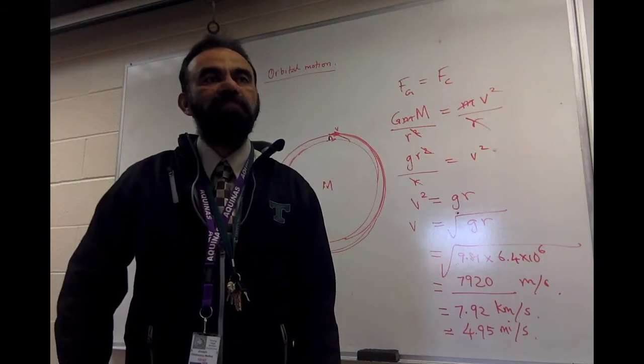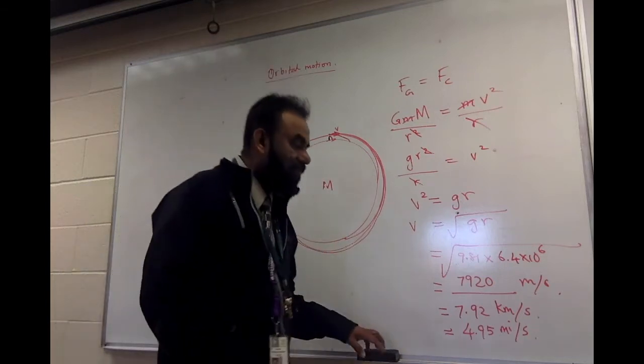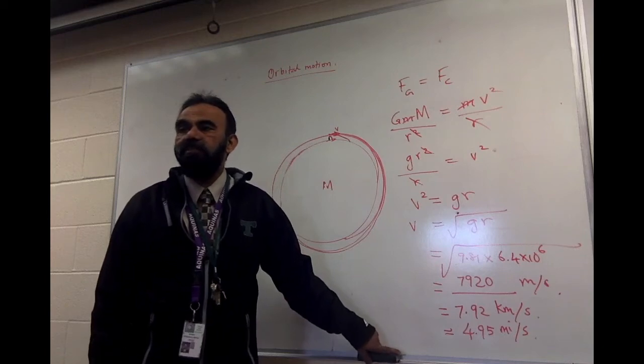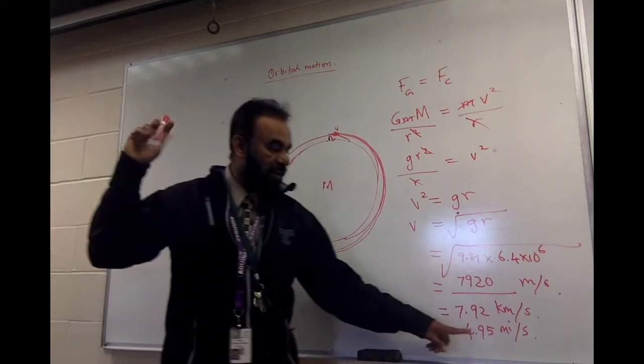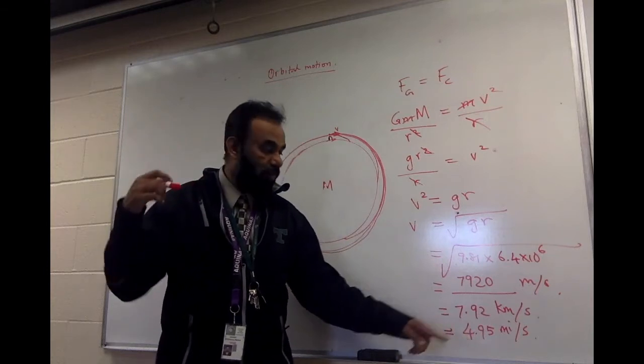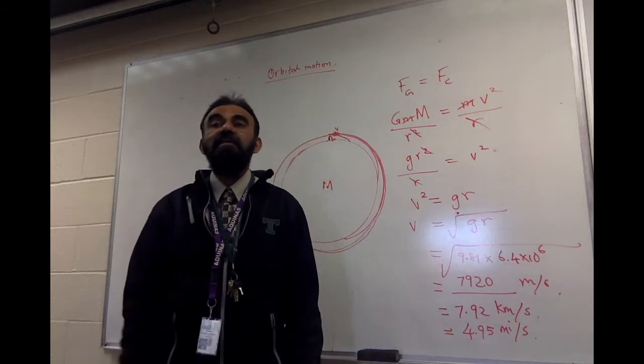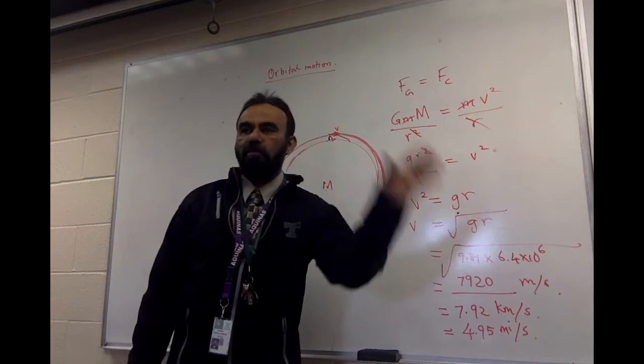That will be miles per hour. That's a lot. All right. So if I have to throw this marker, pay attention. If I had to throw the marker, I had to throw at that speed, 4.95 miles per second, in order to get it in orbit.